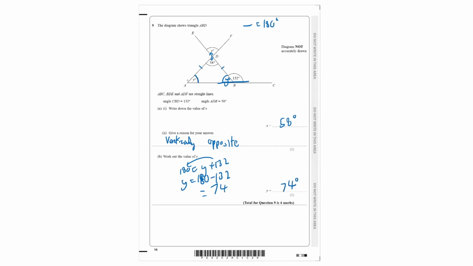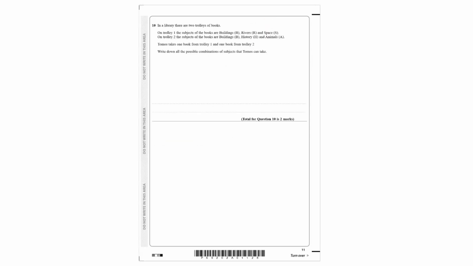74 degrees. Question 10. In the library, there are 2 trolleys of books. On trolley 1, the subjects of the books are buildings, B, rivers, R, and space, S. On trolley 2, the subjects of the books are buildings, B, history, H, and animals, A. Tomos takes 1 book from trolley 1 and 1 book from trolley 2. Write all the possible configurations of the subjects that Tomos can take.